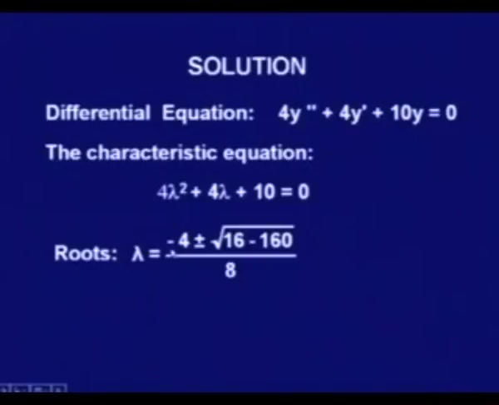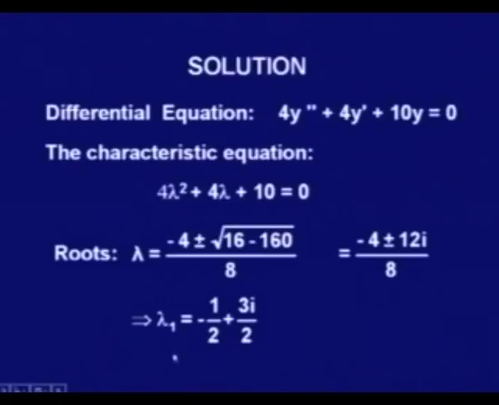So, we are having minus 4 plus minus, b square is 16 minus 4ac, that is 160, upon 8. Now, you do get that this is negative, minus 144. So, we will actually get the complex roots, minus 4 plus minus 12i upon 8. In a more simplified manner, we are getting the first root as minus half plus 3 by 2 i and the second root as minus half minus 3 by 2 i. So, we are getting the complex roots, they are always coming as conjugate pairs.